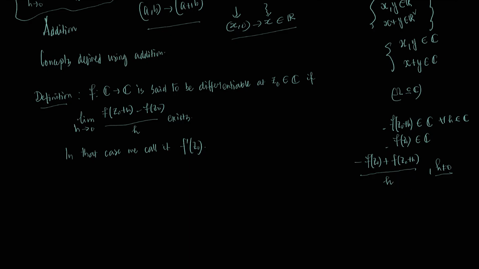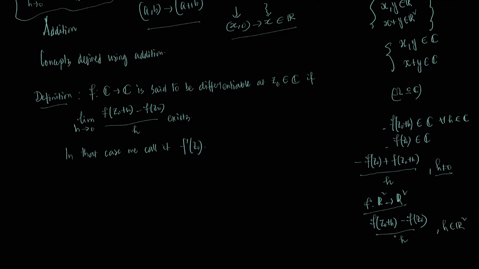So see, this is the difference between R2 and C. In R2, things are vectors, right? So let's just assume, if we replace this similar sort of definition with R2, let's say R2 to R2, let's see what is happening. With a similar definition, what it gives is f of z naught plus h minus f of z naught by h. In this case h is in R2.